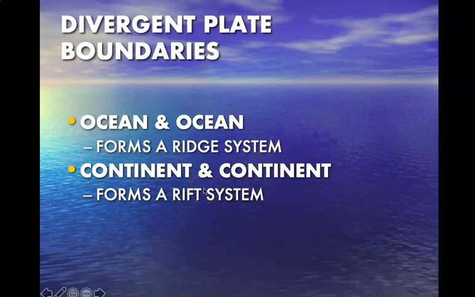So, anyhow, rift system. Okay, continent to continent tears apart, and you get a valley, exactly what you'd expect. Ocean to ocean, maybe not what you'd expect. The ocean floors rip open, and magma pours out and makes a mountain chain. That's the ridge.